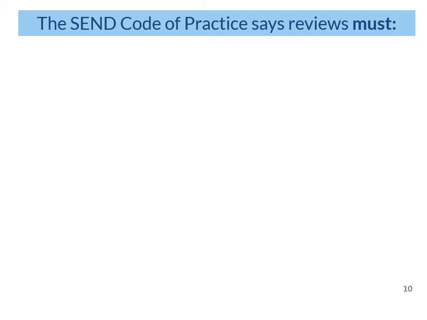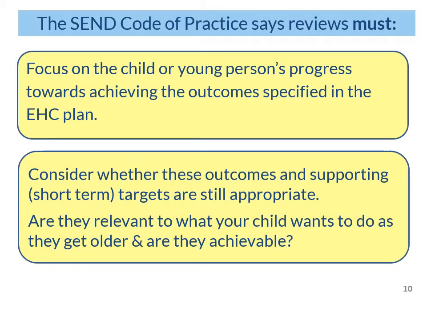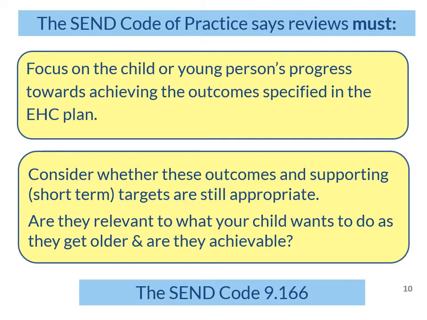The SEND Code of Practice says reviews must focus on the child or young person's progress towards achieving the outcomes specified in the EHC plan and consider whether these outcomes and supporting short-term targets are still appropriate. So are the outcomes and targets relevant to what your child wants to do as they get older, and are they achievable? Have you in the learning setting been able to see the progress your child or young person has already made towards achieving the outcomes?